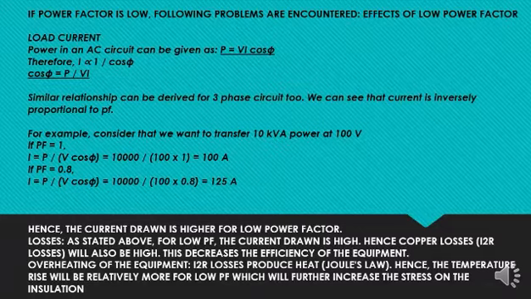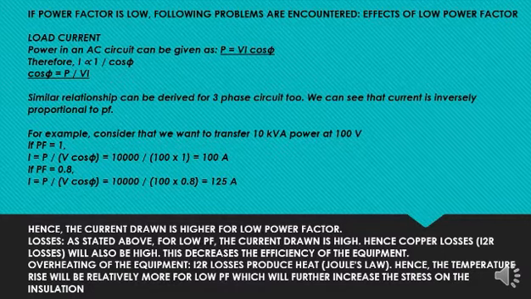Cosine theta is equal to P over voltage times ampere, P over VI. A similar relationship can be derived for three-phase circuits too. We can see that current is inversely proportional to PF.